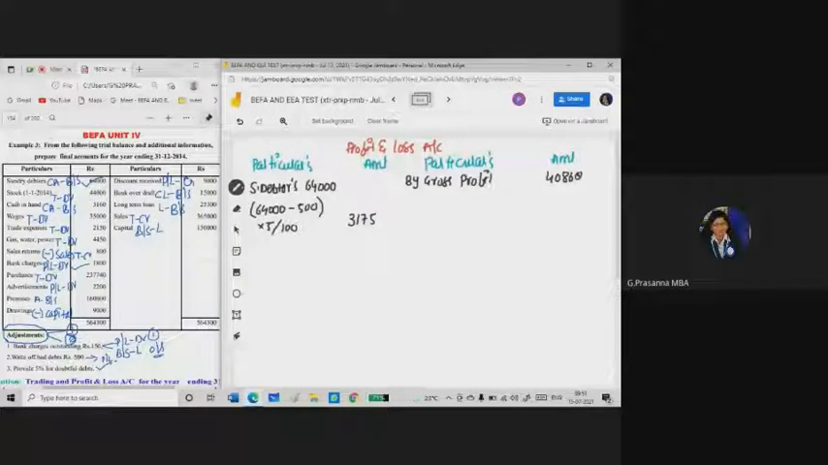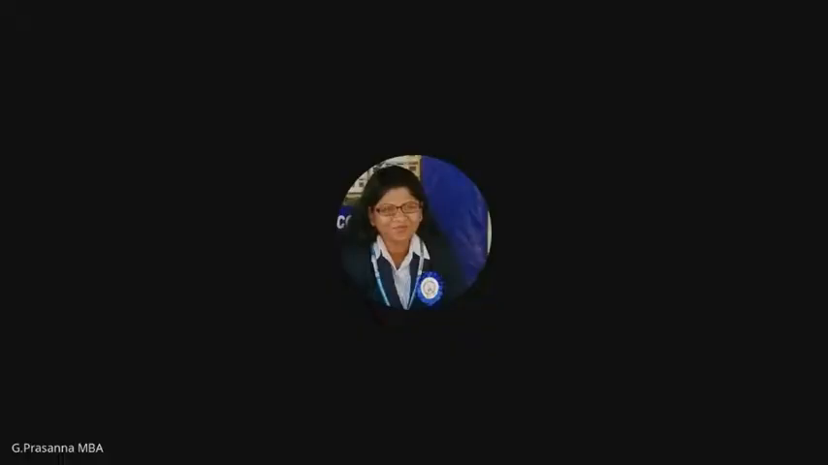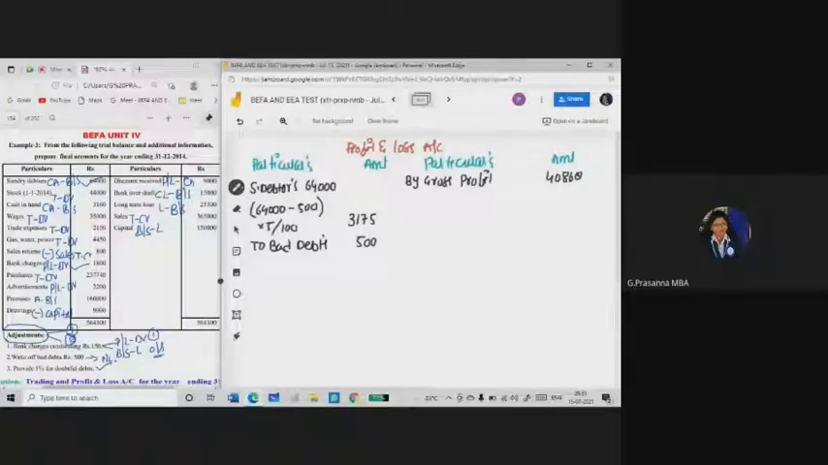Now next, what you have to do is, he has given write off bad debts also in this question. So I am taking to bad debts, how much? 500. I have shown it in the P&L account. Okay, I have taken write off bad debts also and have taken provide 5% for doubtful debts.